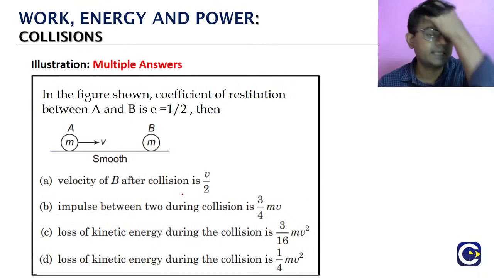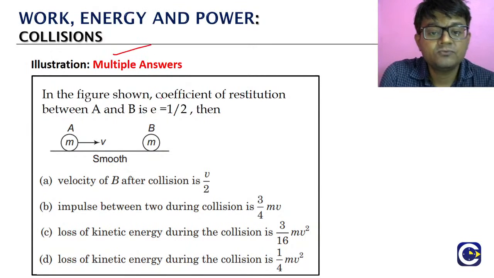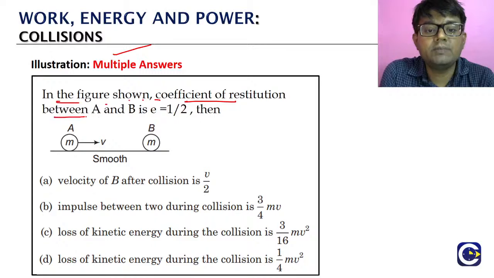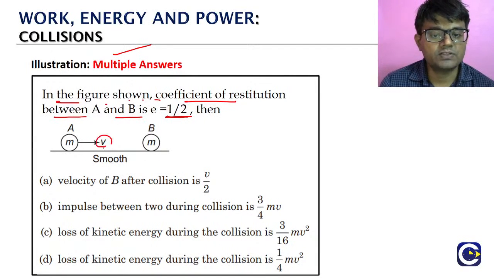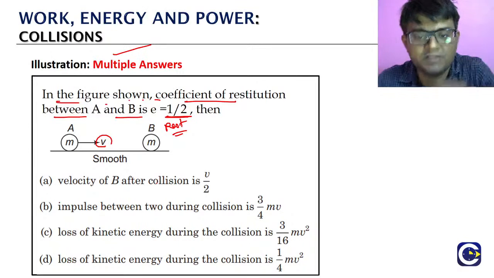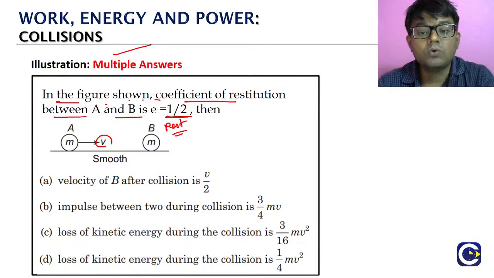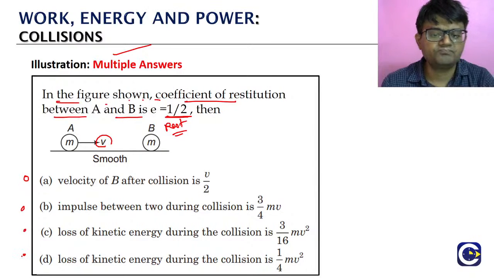Now, what kind of questions can come in this multiple answers type? When you're looking at the JEE Advanced, we can have some questions like this. In the figure shown below, the quotient of restitution between A and B is half. A is moving with a velocity v, B we will take to be at rest. So initially A is moving with a velocity v, B is at rest. The quotient of restitution is half. They are giving us 4 statements.